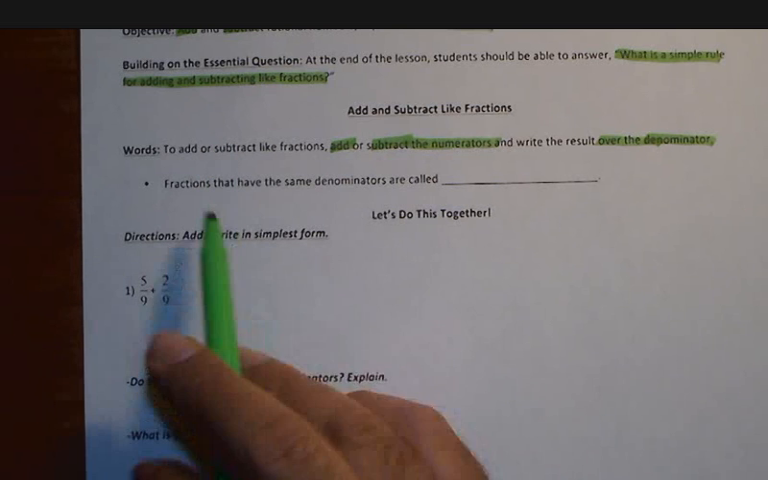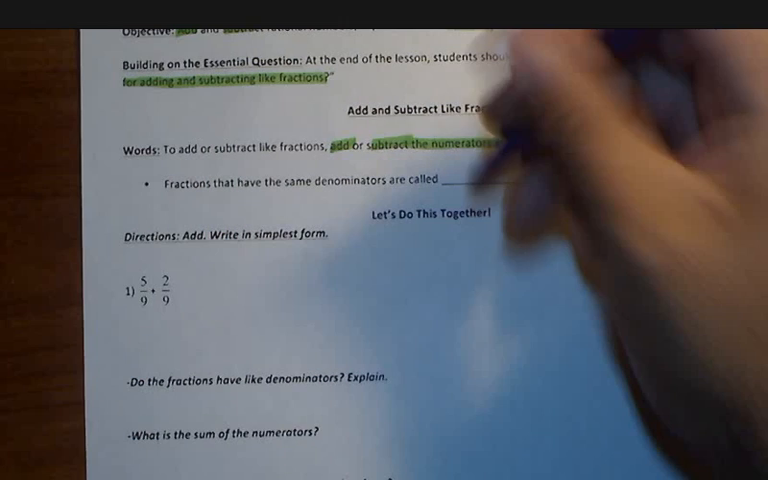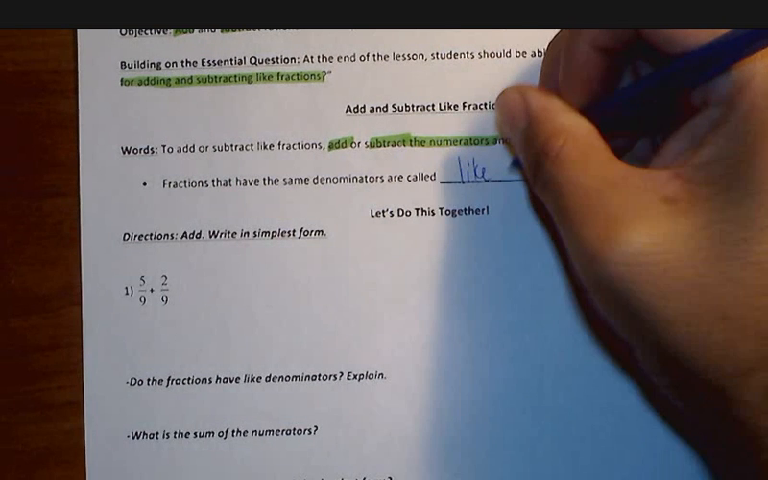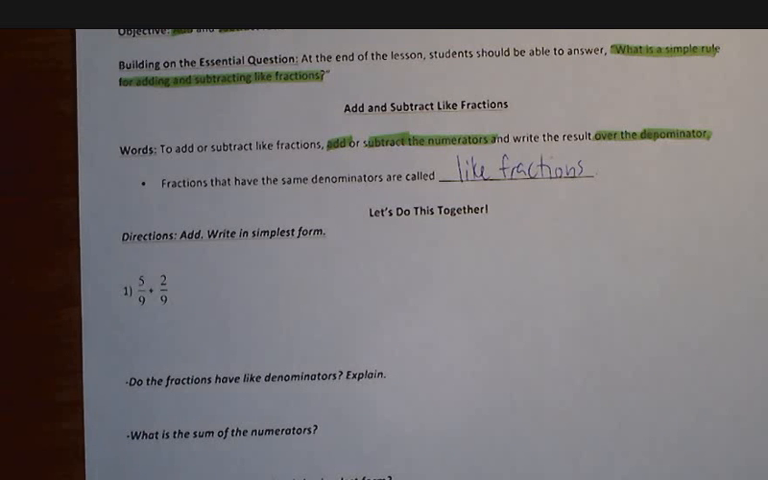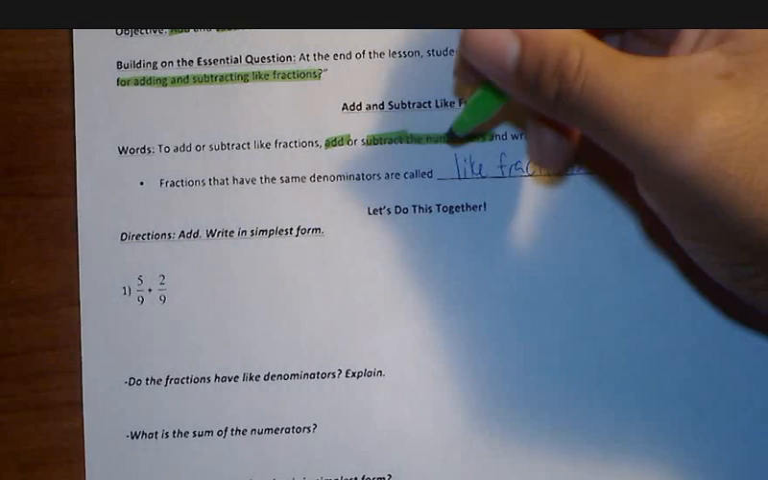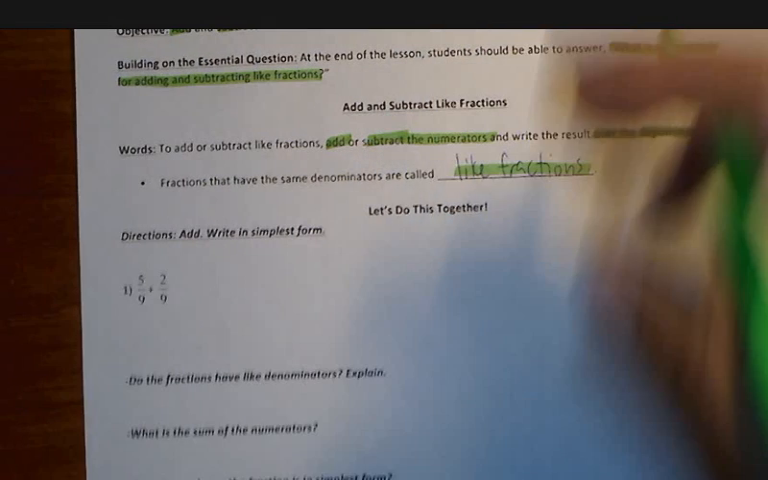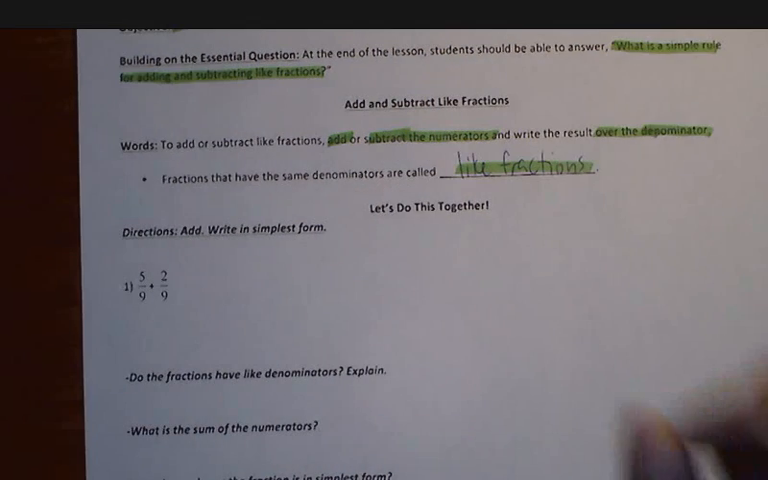Fractions that have the same denominators are called like fractions, which happens to be our only vocabulary term for today. So once again, fractions that have the same denominators are called like fractions.